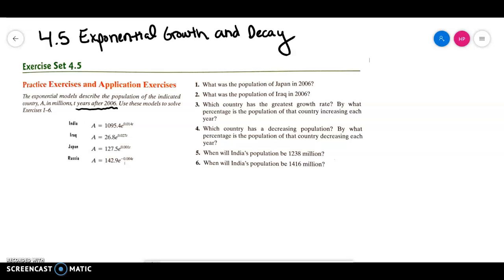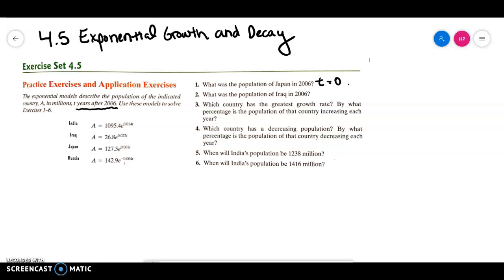You can pause, take a look at the even. They're very similar, as is usual with the structure of our textbook. So for number 1, the population of Japan in 2006, I only care about that third equation. A equals 127.5 e to the 0.001 times t. So because I was given the time, t years after 2006, t is actually equal to 0. Because in 2006, that's my baseline, if you want to think of it that way, my initial. So it would end up being my y-intercept when the year is 0.